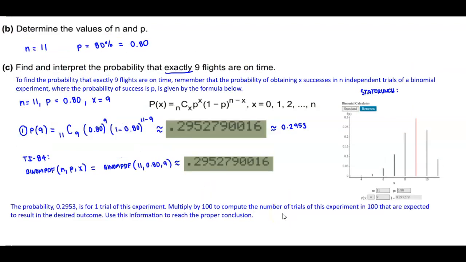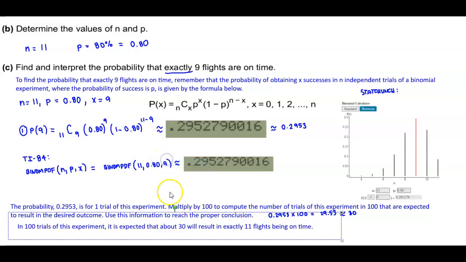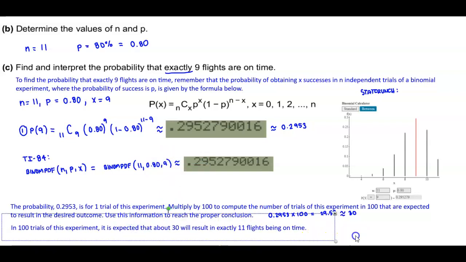So in order to use this information, we're going to take 0.2953 and multiply that by 100, and that gives us 29.53. Now we're going to round this up to the nearest whole number, which gives us 30. So therefore, in 100 trials of this experiment, it is expected that about 30 will result in exactly 11 flights being on time.